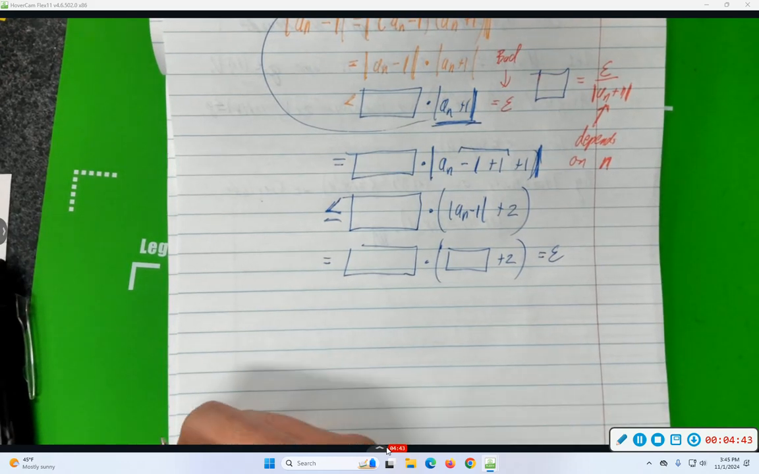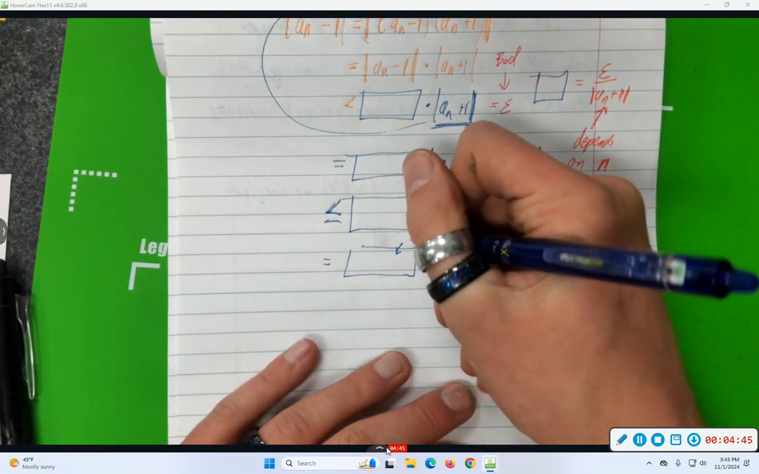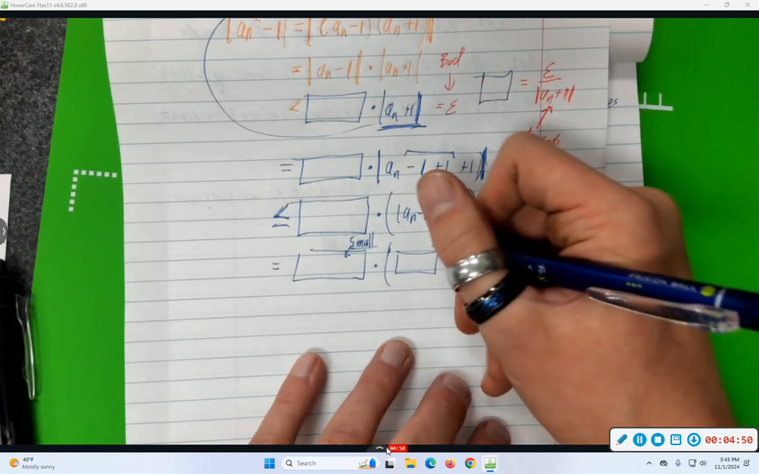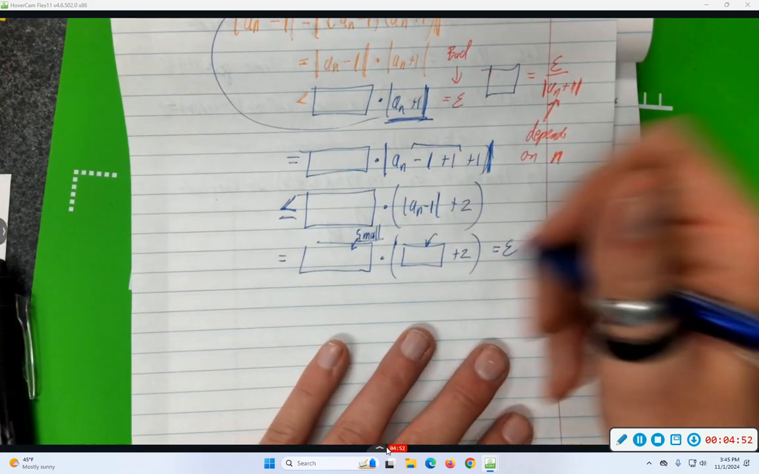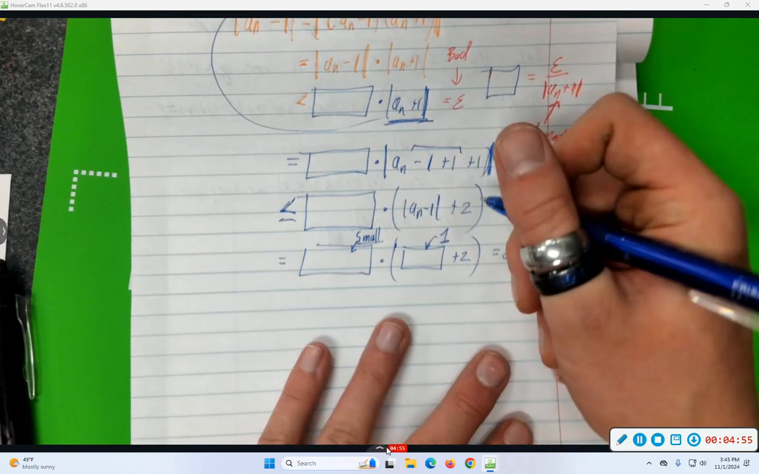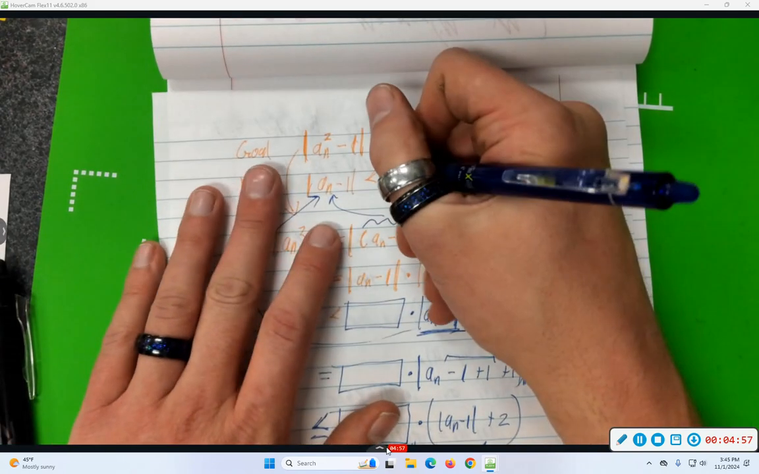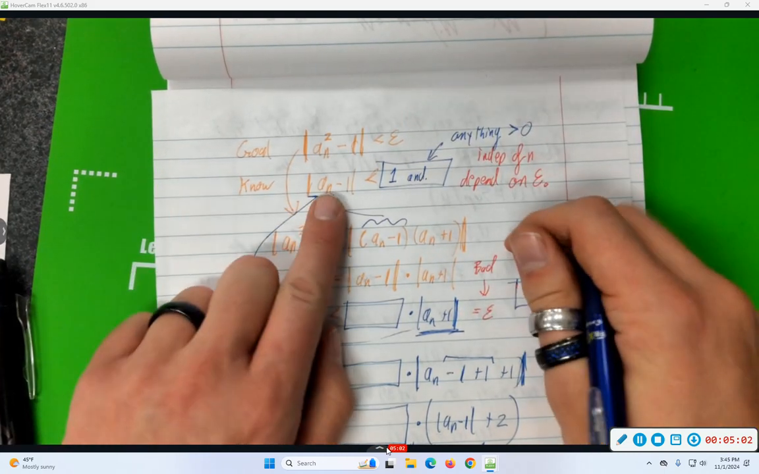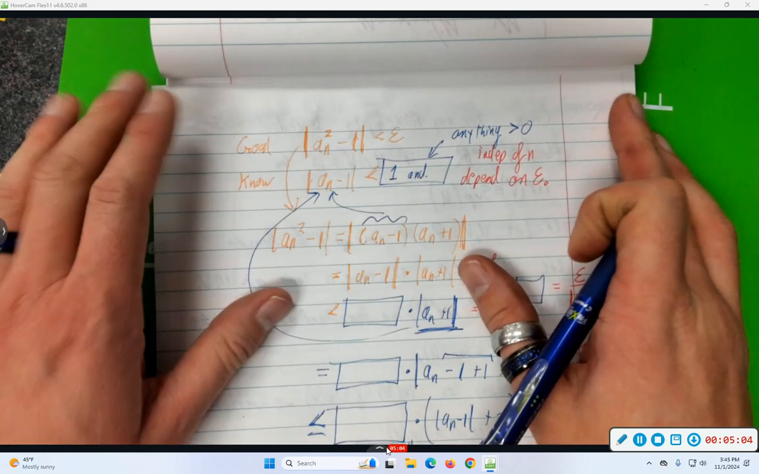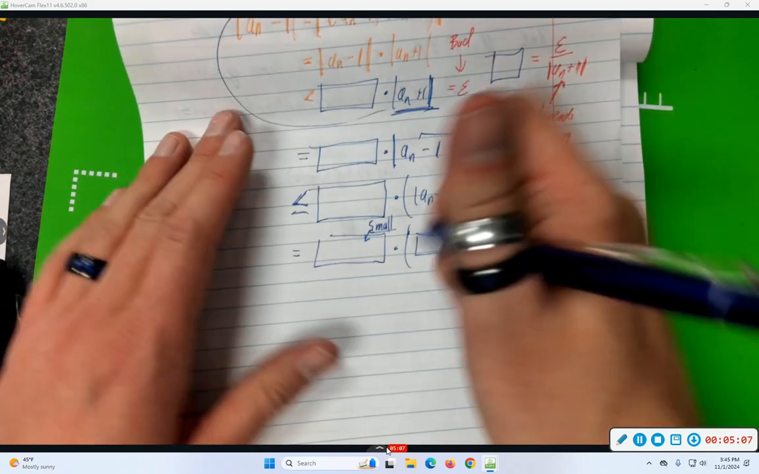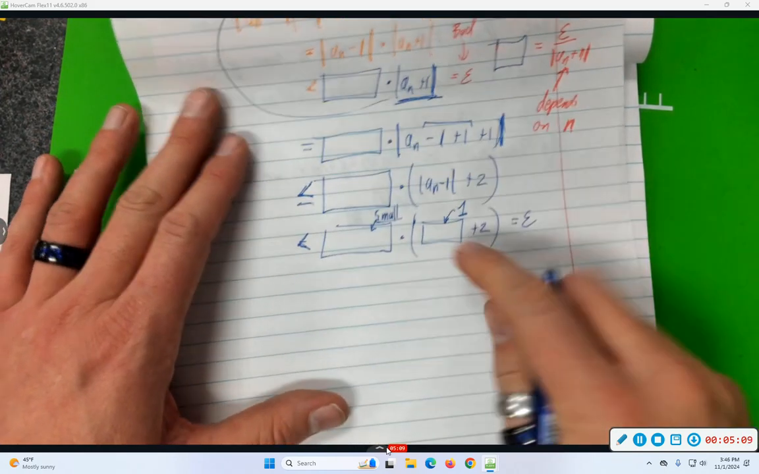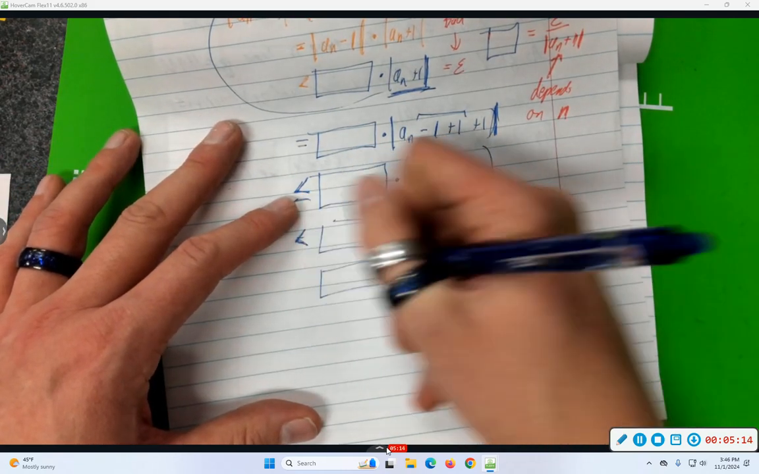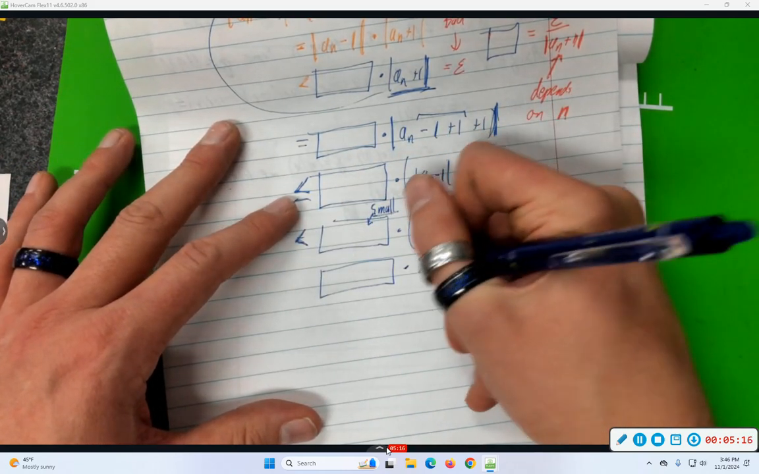Instead, here's what I'm going to do. This thing already is as small as I want. So let's let this box deal with making it small. This box, I'll just put something in it. So let's demand that the absolute value of a_n minus 1 be less than 1 and less than something else. So that's now going to give me box times 1 plus 2, which is 3.